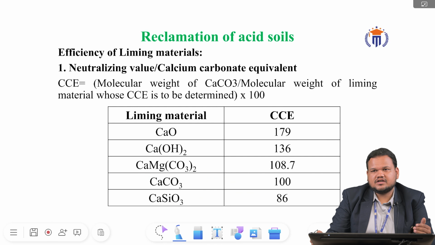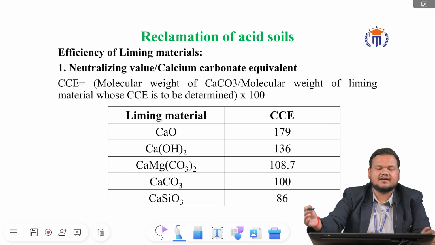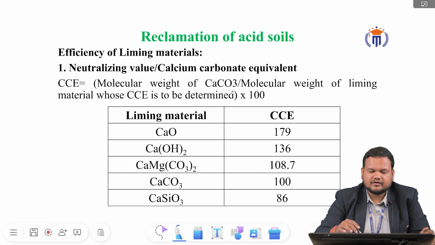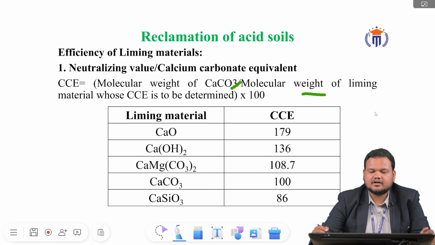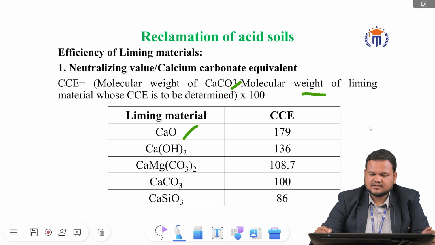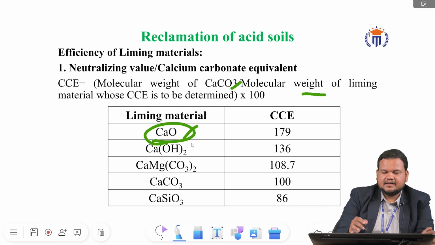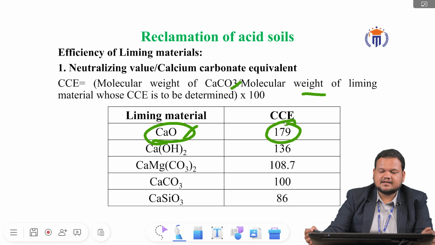Next is the efficiency of a particular liming material, how effectively it will work. That is based on 3 parameters. First is your neutralizing value or calcium carbonate equivalent, which is calculated by the molecular weight of calcium carbonate divided by the molecular weight of the particular liming material. For suppose, for calcium oxide, we take the molecular weight of calcium carbonate divided by the molecular weight of calcium oxide, which gives a CCE of 179.